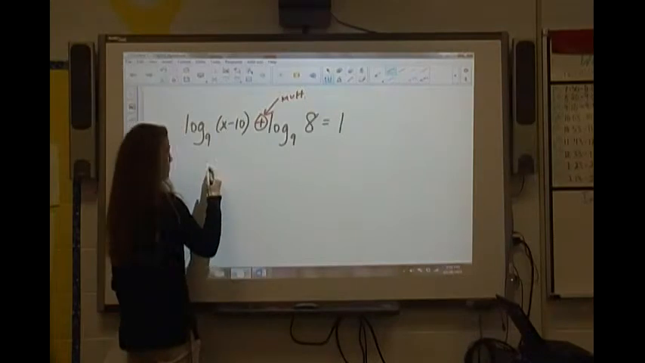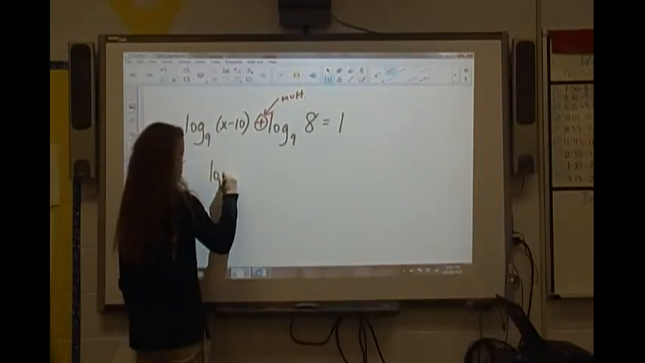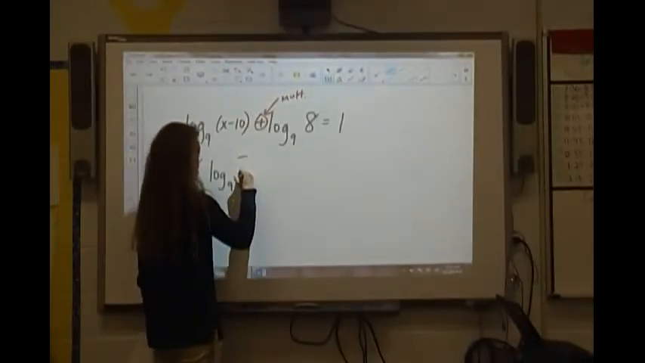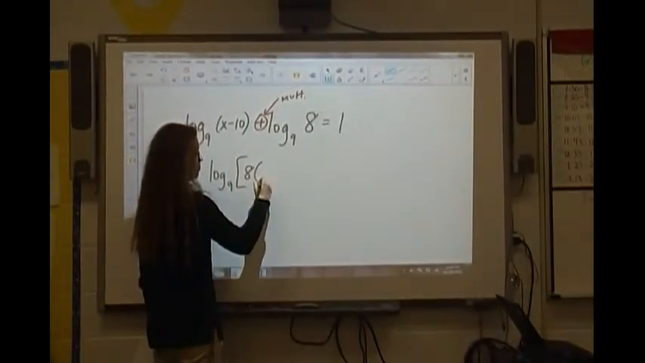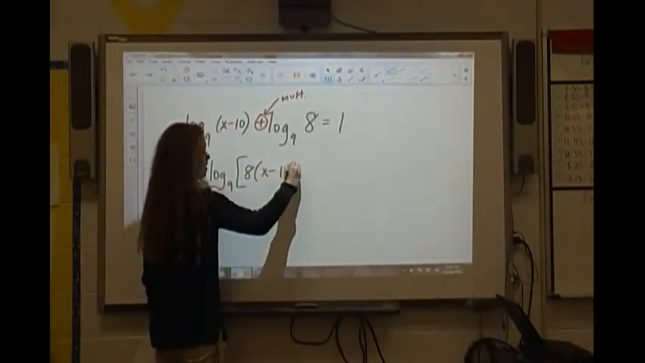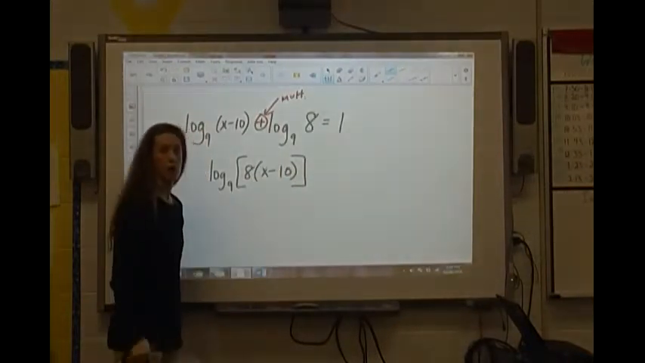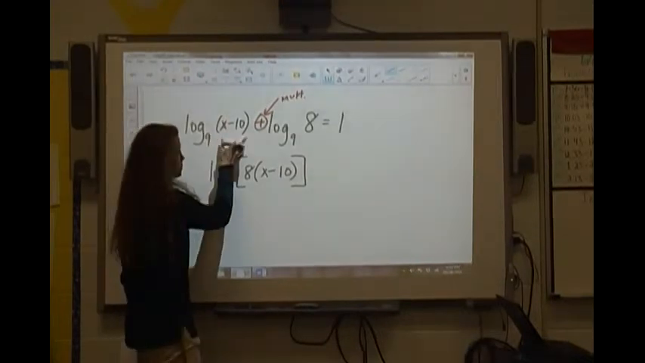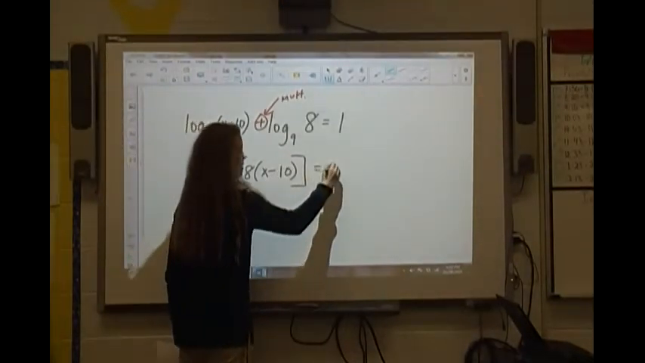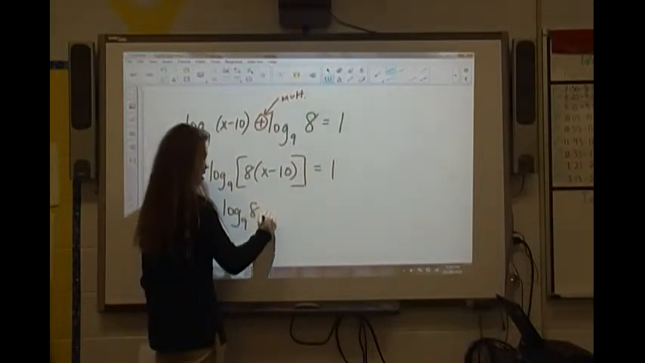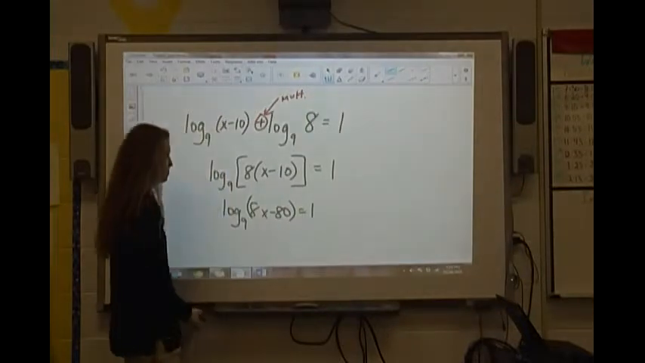So if we multiply these together, we've got log base 9. It only works if the bases are the same, and they are. And then I'm going to put the 8 first just because I prefer to put that first. So 8 times x minus 10. We just took what was outside, our resulting pieces, our x minus 10, our 8, we multiplied them together, so that equal to 1. So I'm going to distribute those. Log base 9 of 8x minus 80, and set that equal to 1.